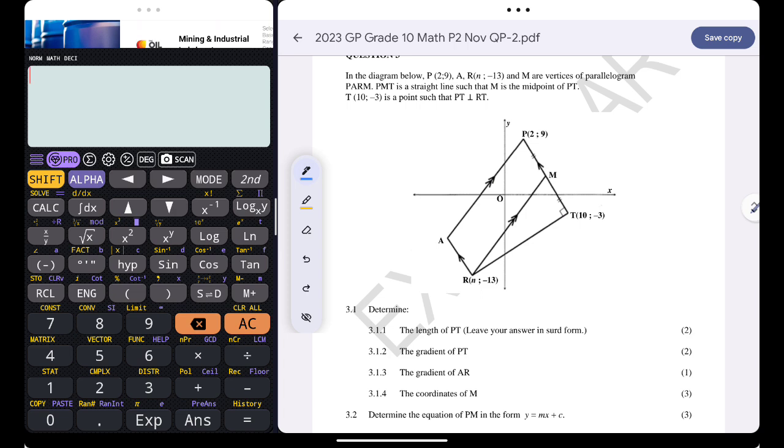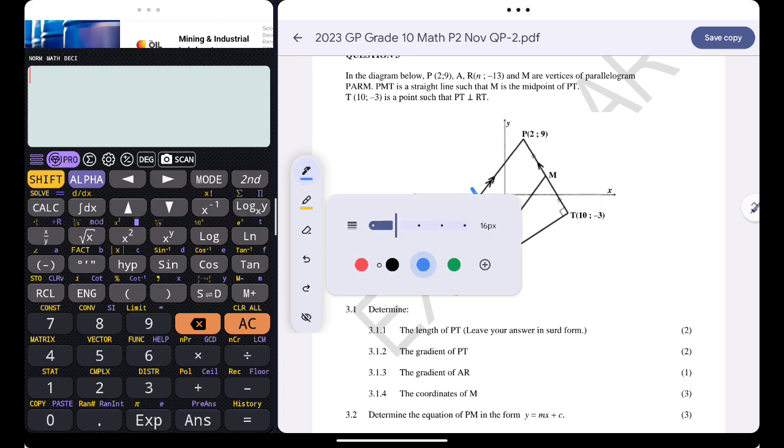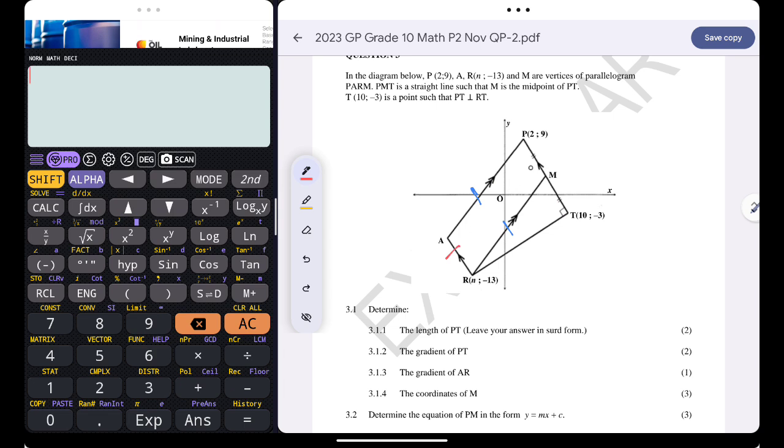We are told that in the diagram P, A, R and N rather are vertices of a parallelogram PARM. Once I'm being told that I have a parallelogram, I need to conclude that the opposite sides are parallel and equal. So this one over here is equal to this one. It's already indicated that they are parallel, and this one is also equal to this one.